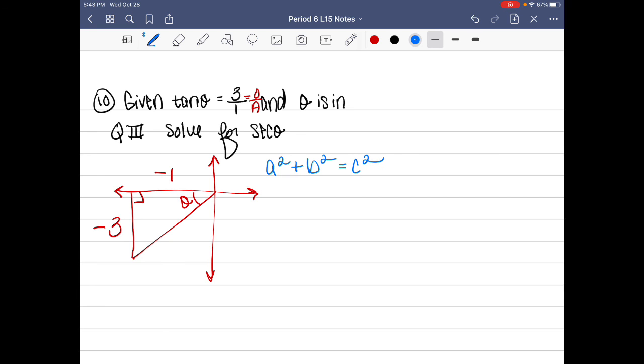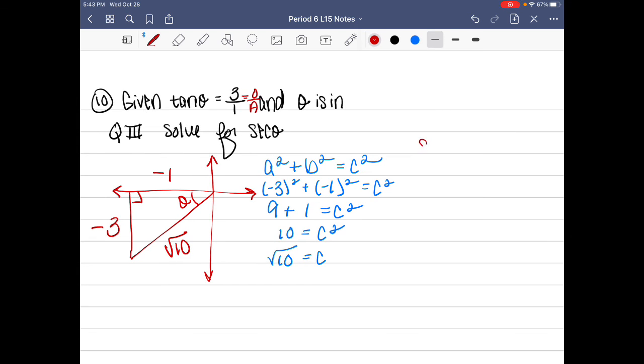We did a squared plus b squared equals c squared, right? You could take any legs, and we're going to solve for the hypotenuse. So negative 3 squared is 9, negative 1 squared is 1, and then we're going to get 10 is c squared, and then you're going to get root 10 is c. So this missing leg here is root 10.